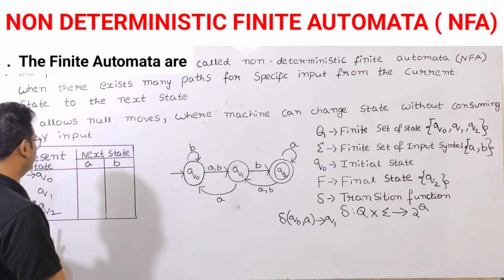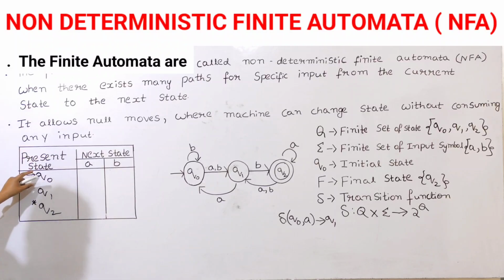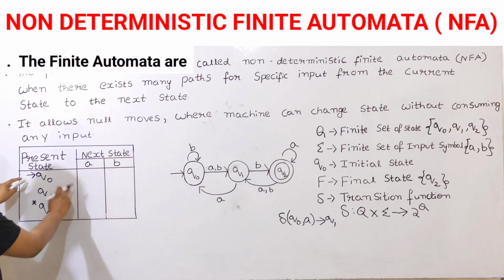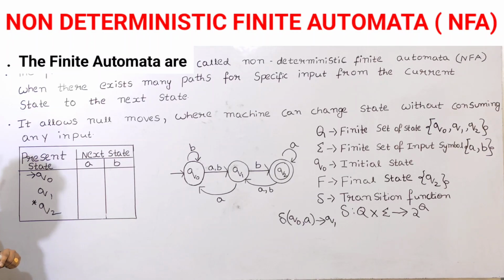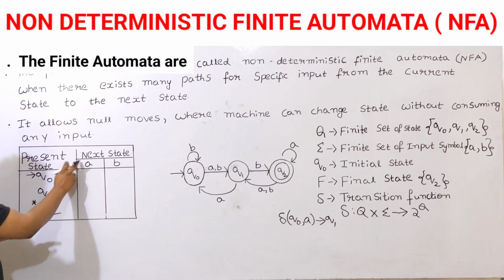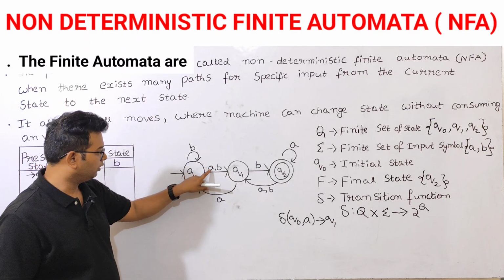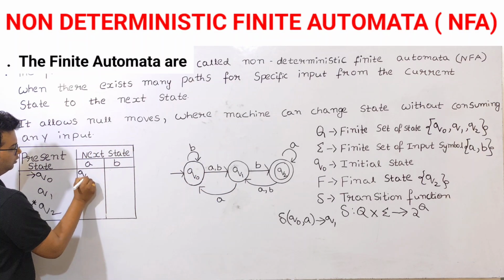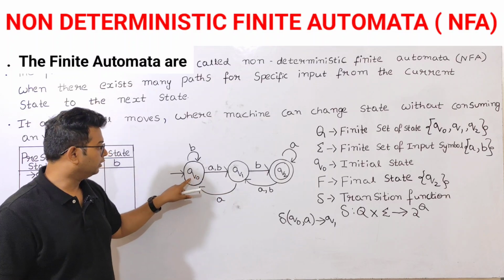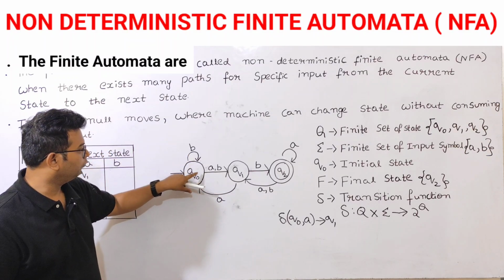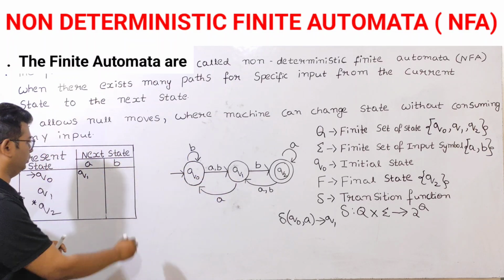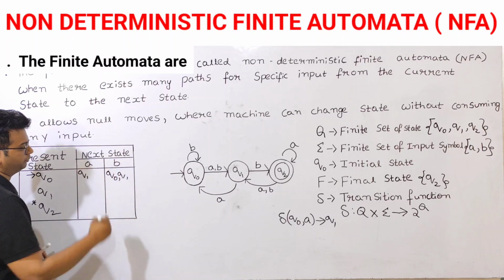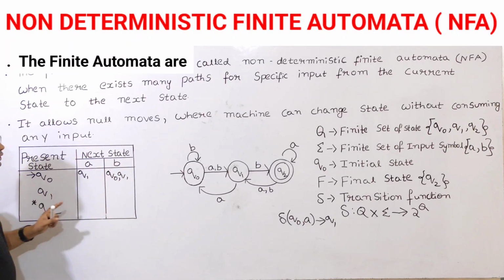Coming to the transition table, the present states. How many states are there? Three states: Q0, Q1 and Q2. At Q0, by giving A, we'll get Q1. And at Q0, by giving B, we'll get Q0 and Q1. Coming to the Q1 state.